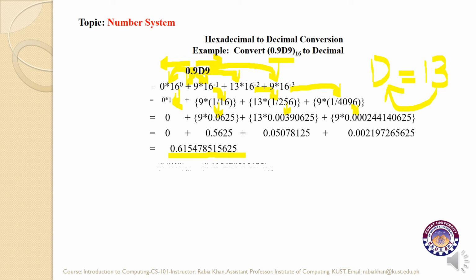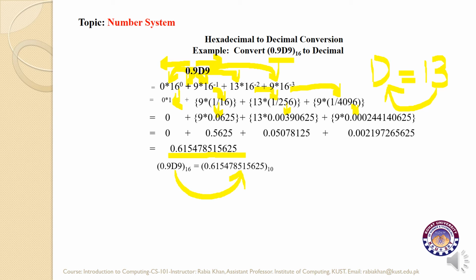How do you write up the answer? 0.9D9, a hexadecimal number, is equal to 0.615478515625 as a decimal number. I hope both the methods are now clear to you, how you can convert the integer part and how you can convert the fractional part.